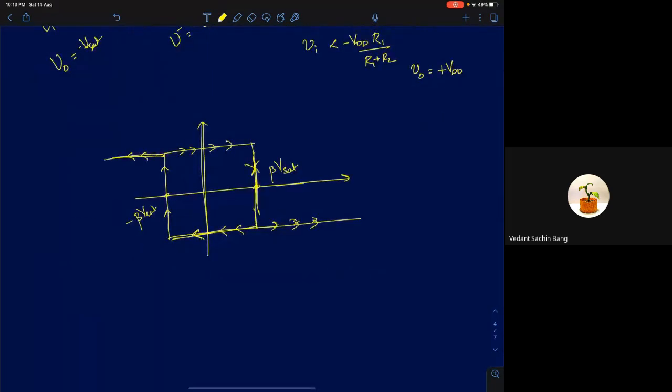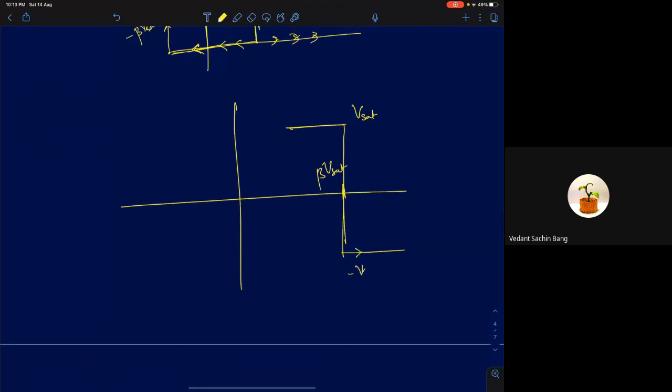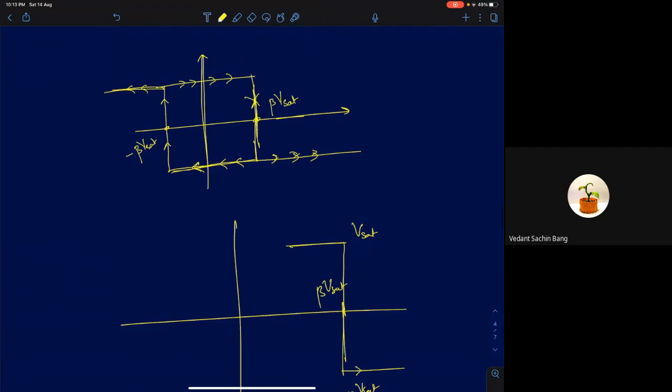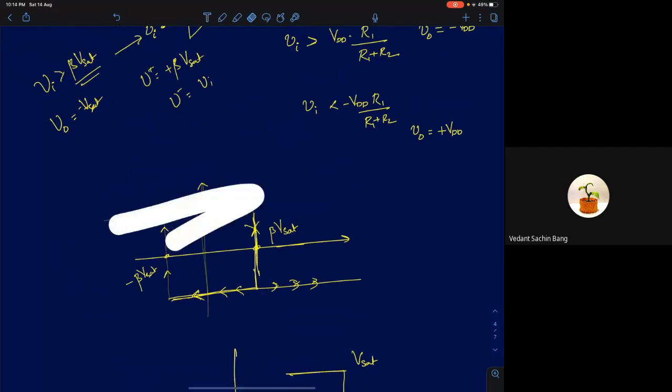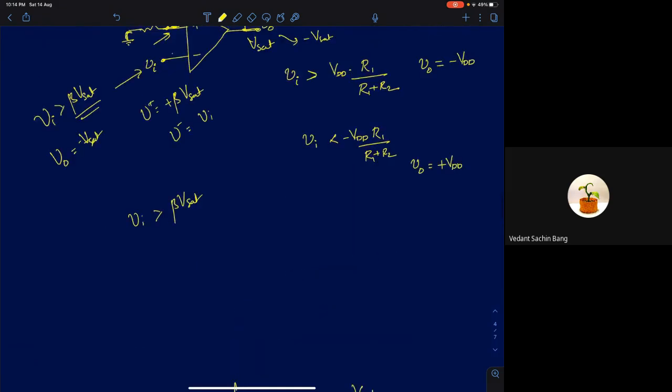This is your input signal, so let's probably draw it fresh. Initially we have assumed your output to be at plus Vsat. Now my input has changed, has become greater than beta Vsat. And we just saw from the analysis that when you exceed this, your output goes to minus Vsat. Now what will happen as I increase my input further, greater than beta Vsat? What will happen to the output?